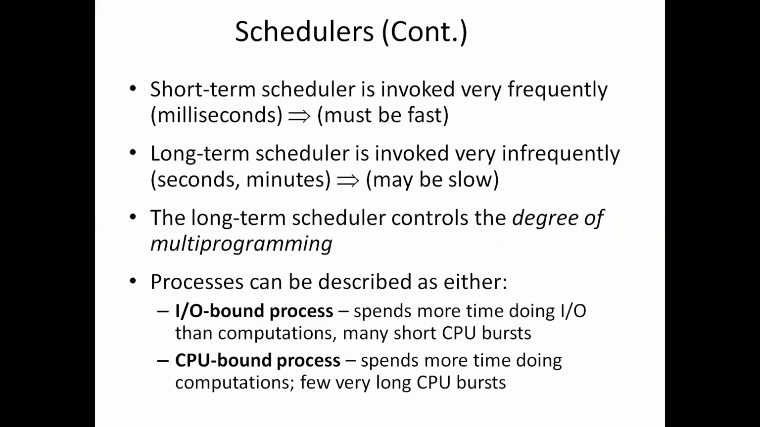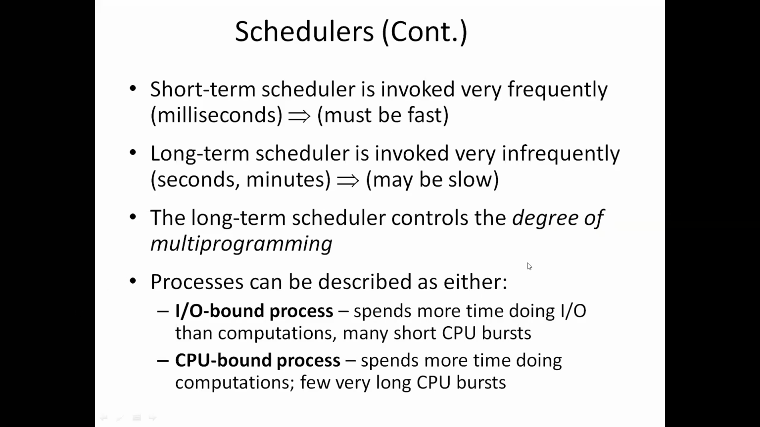These schedulers are differentiated by how frequently they get invoked. The short-term scheduler is invoked very frequently, at millisecond frequency, so it is very fast. The long-term scheduler is invoked very infrequently, in seconds or minutes, so it may be slow. The long-term scheduler controls the degree of multi-programming. Swapping in and swapping out of the main memory is done here.